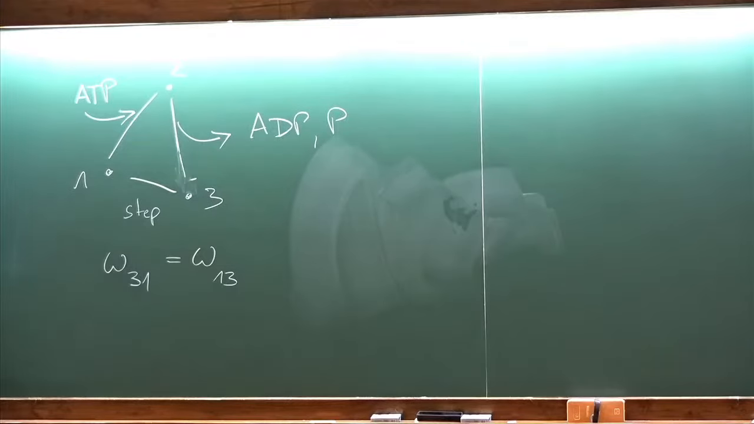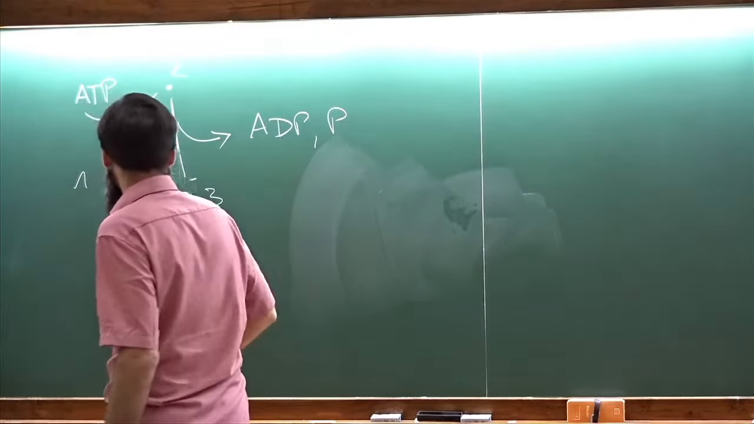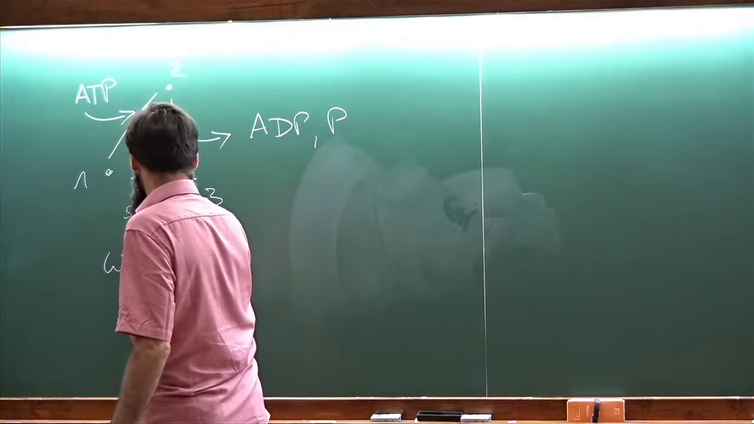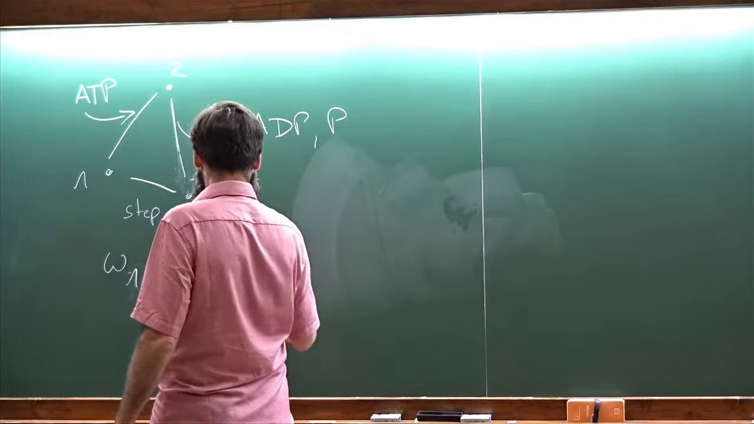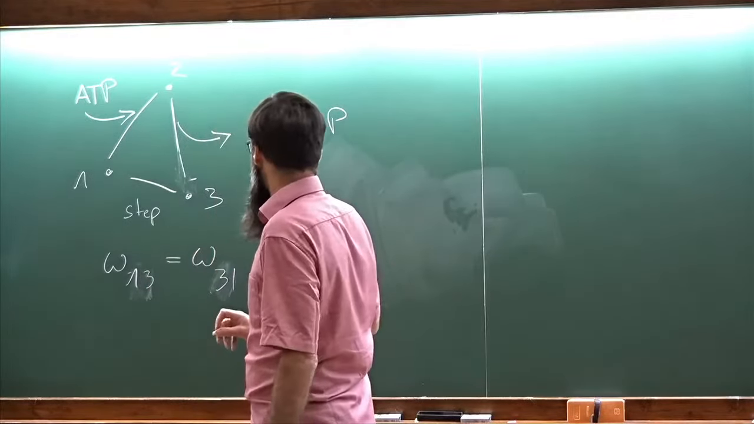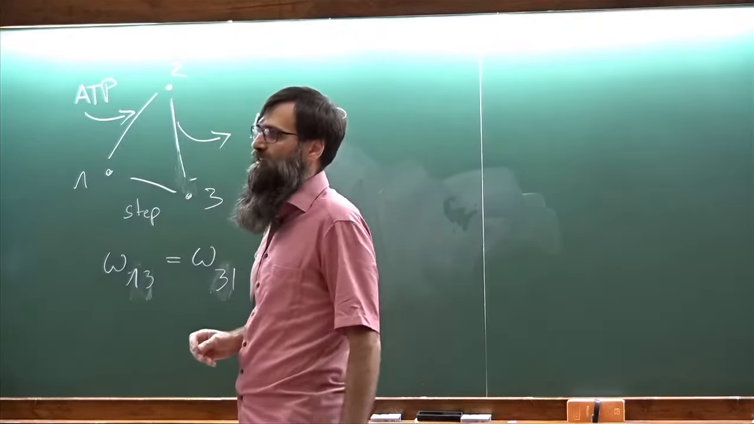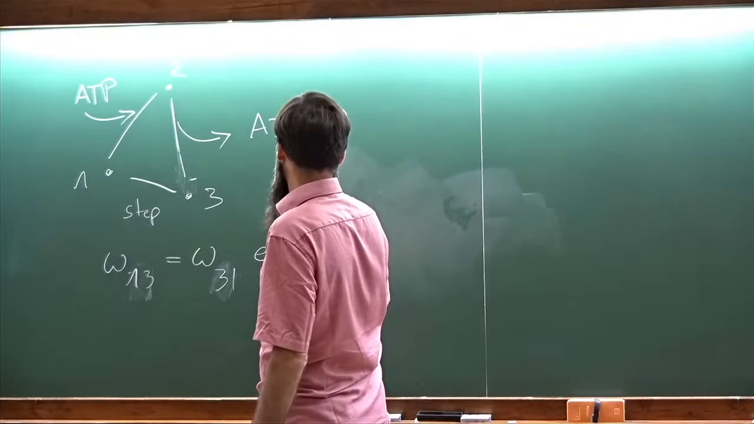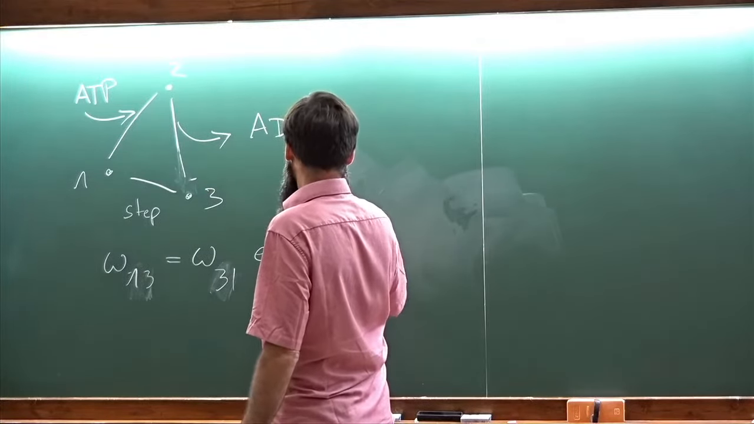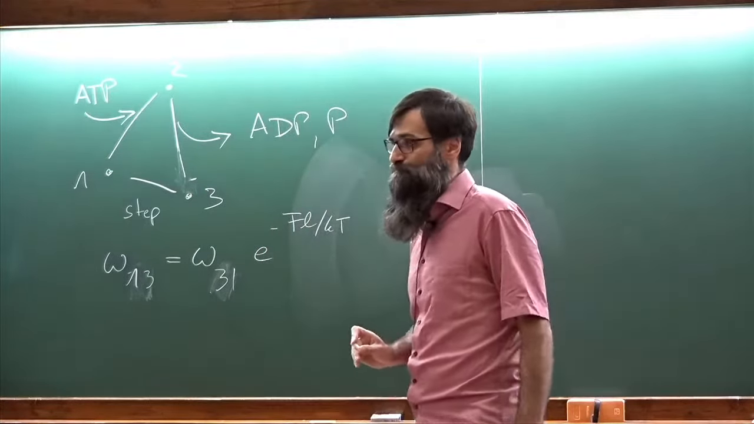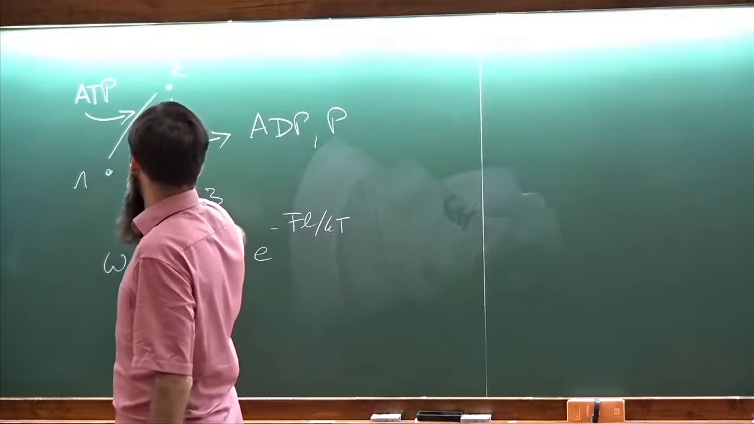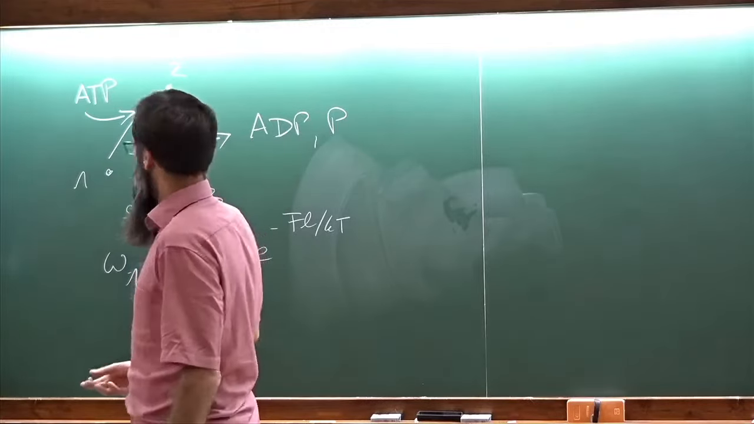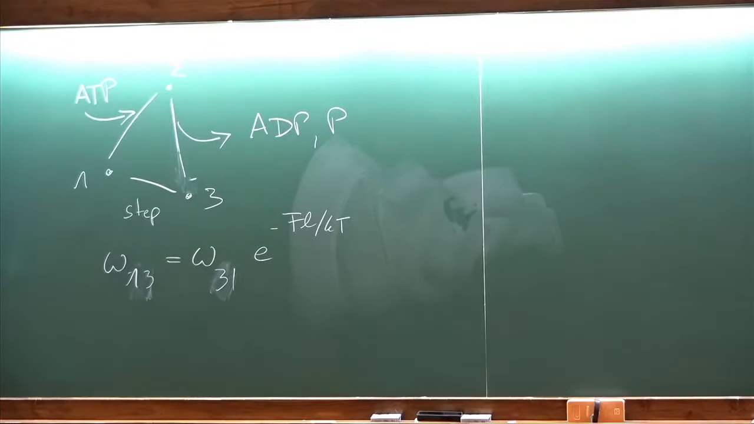Okay, here I've done it the other way, but that doesn't matter. Let's write it the other way: omega 1,3 equals omega 3,1 times a Boltzmann factor with the energy difference, and the energy difference corresponds to the force, if I have a force here, and the size of the step over kT. So in this direction I have the step, and the force will increase the backward rate or decrease the forward rate.